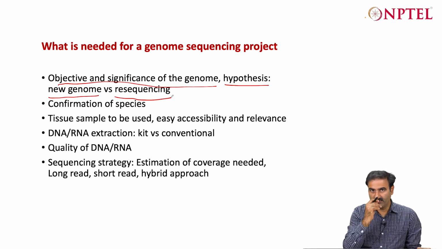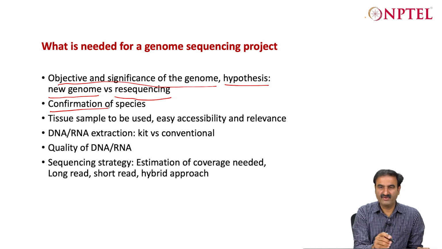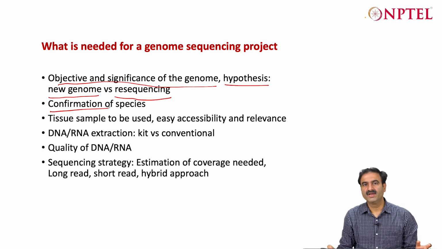Then what you are going to sequence, you have to confirm. Confirmation is very important, because morphologically they may look similar, but when you do the molecular level confirmation, you may find differences. And it is also the first of the steps in a genome sequencing project, that you should confirm your species by molecular methods using some standard molecular markers.